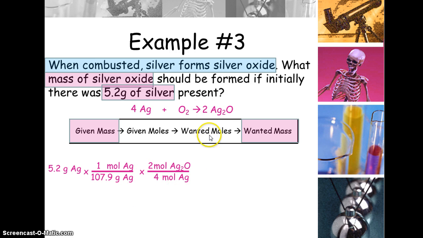To go from wanted moles to wanted mass, we've got moles of silver oxide on the top, so we're going to put moles of silver oxide on the bottom. And converting to grams of silver oxide, 1 mole of silver oxide weighs 231.8 grams. Multiply everything on top, divide by everything on the bottom, and we end up with 5.6 grams of silver oxide.